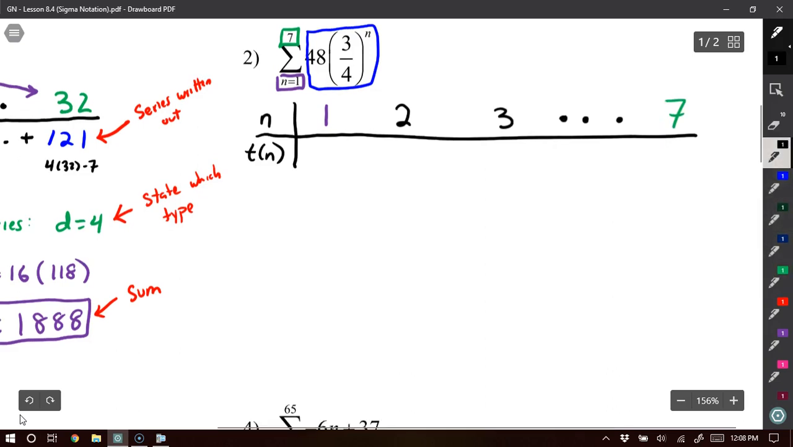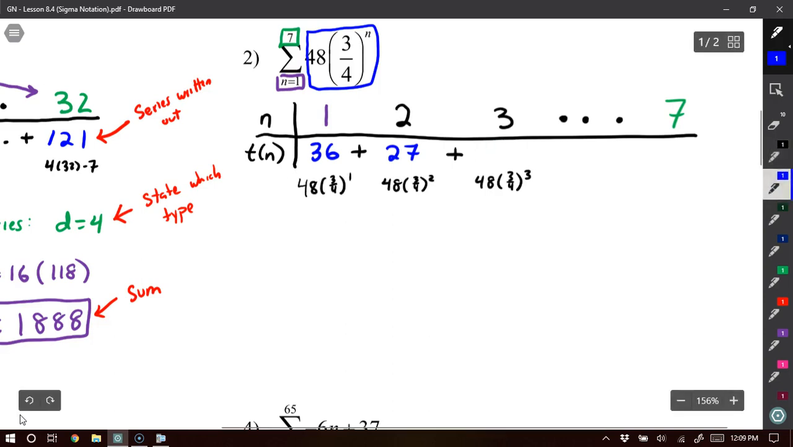I'm going to take 48 times 3/4 to the first power. I'm going to plug in that 1. In that case, I get 36. Since this is a series, I got to put a plus sign, and I'm going to do the next one. I'm going to do 48 times 3/4 squared, and that would give me 27. And I'm going to do plus because it's a series, and now I'm going to do 48 times 3/4 to the n power. Now n is 3, so 48 times 3/4 cubed, well, that is 81.